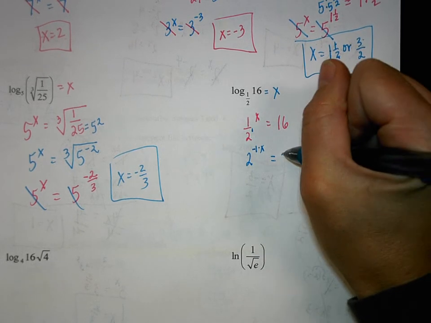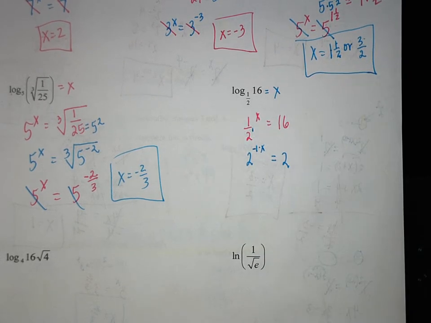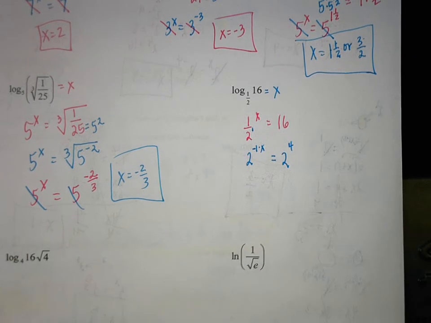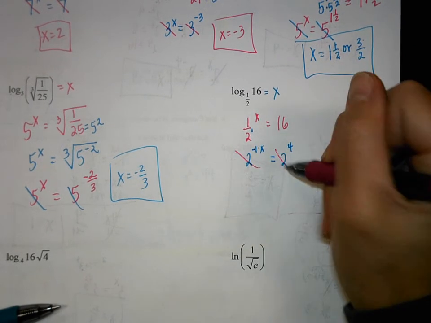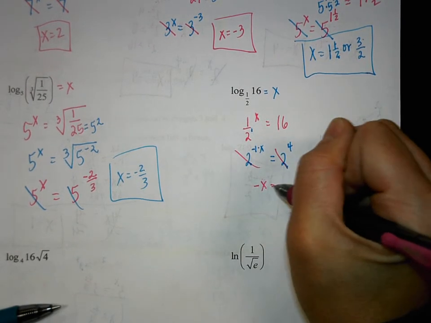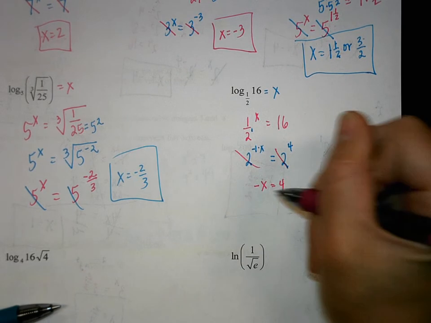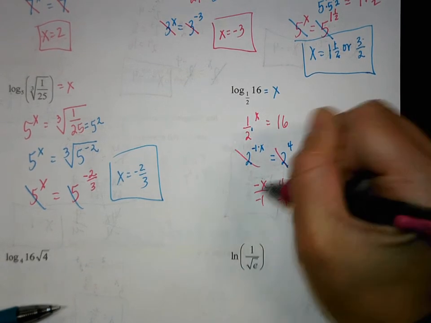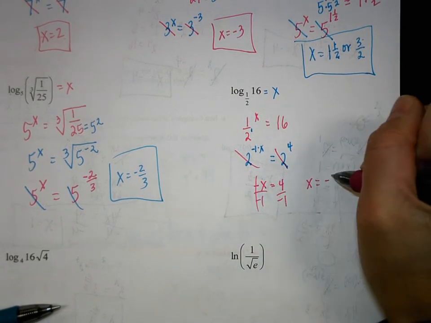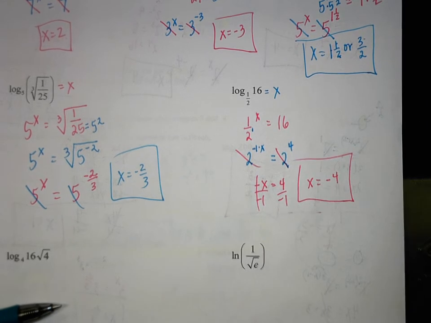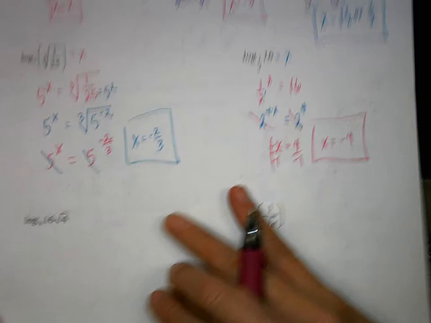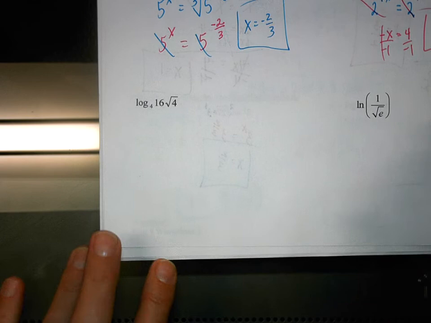And 16 is 2 to what power? 2 to the 4th. And then we can drop the bases. We have negative x equals 4. Divide by negative 1 to both sides, and we get x equals negative 4. Okay, I want you guys to give this one a try on your own. See if you can.